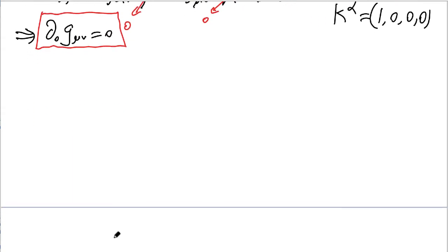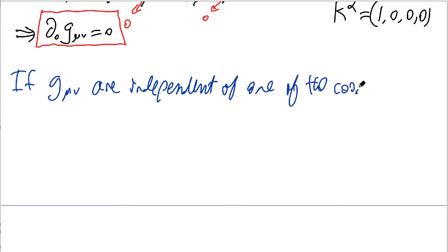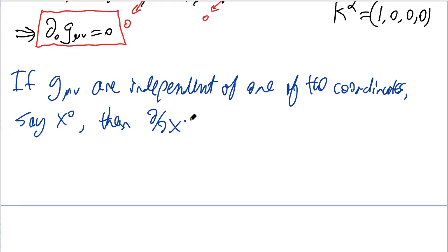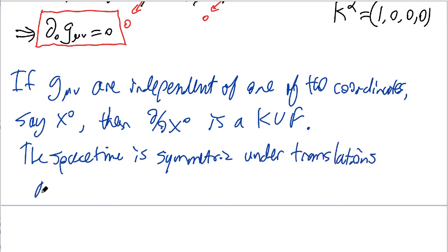So what this is telling us is if the metric tensor components are independent of one of the coordinates, say the x0 coordinate, then the basis vector field d by dx0 is a Killing vector field, and the space-time is symmetric under translations along the x0 coordinate lines.